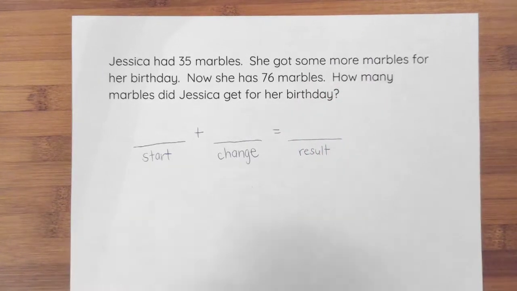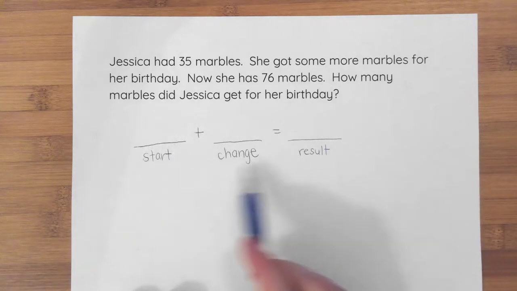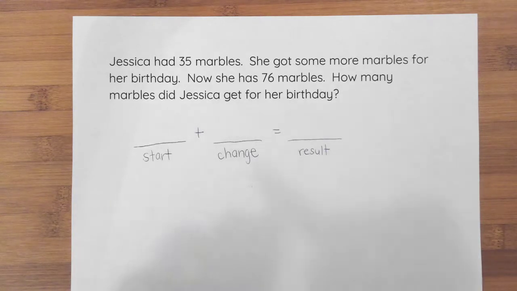But when I think about this problem, I got to read through my word problem and think about what I know. So I'm going to read through the word problem, and I'm going to stop after I read it, and I want you to see if you can fill in these parts and think, what is it that's the unknown? What don't I know? Okay, so if I have, Jessica had 35 marbles. She got some more marbles for her birthday. Now she has 76 marbles.